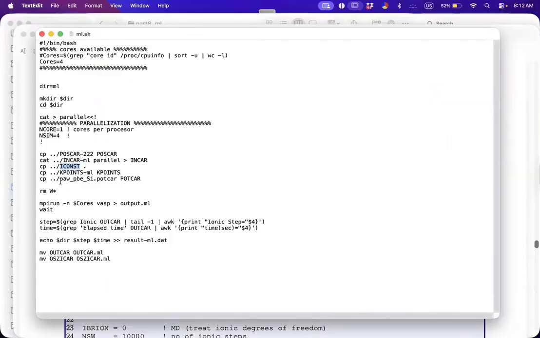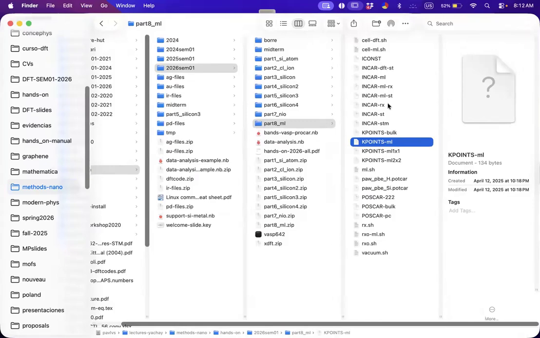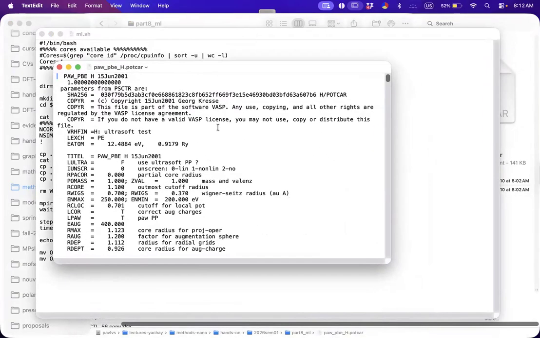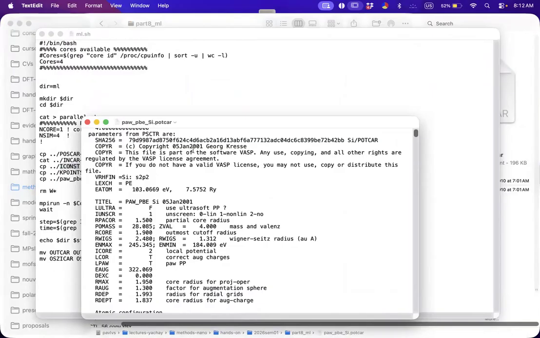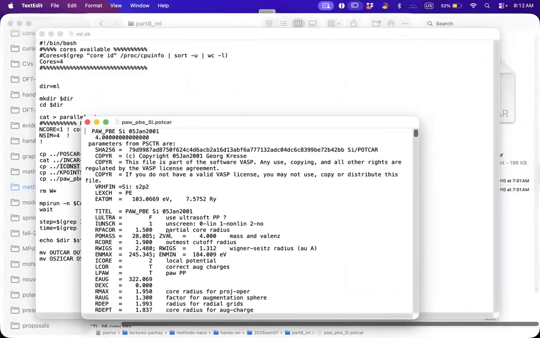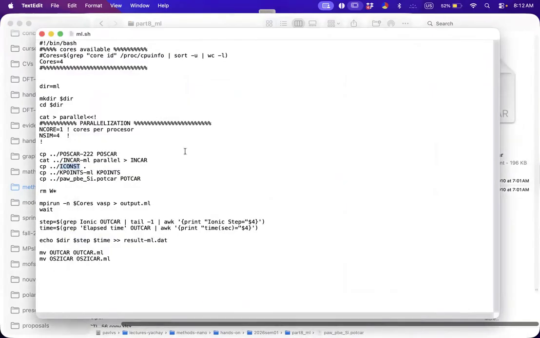What else? We have the POTCAR file. The POTCAR file is the same we used before for the silicon. As you can see, it is PBE. This is for hydrogen, sorry, we're going to use the one for silicon, here. As you can see, we're using the typical 4 valence electrons, and so on. So you don't have to manipulate anything, just remember that you have to have at least 4 files: INCAR, POSCAR, POTCAR, KPOINTS.